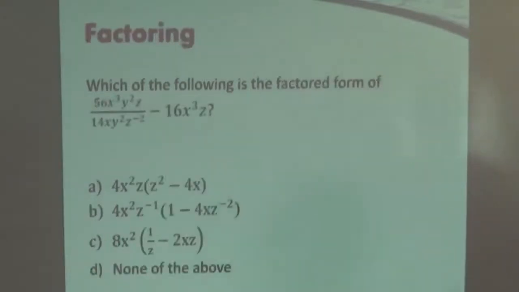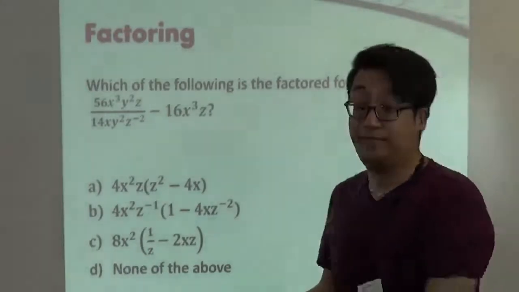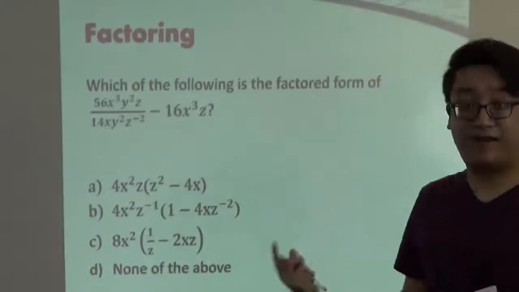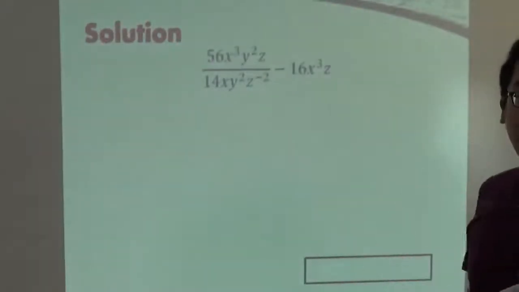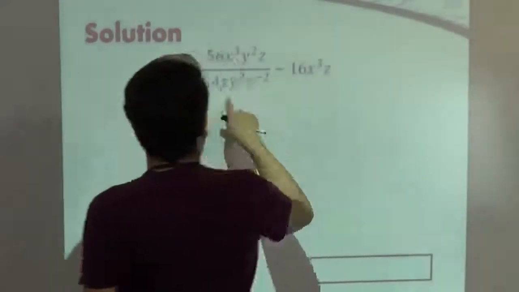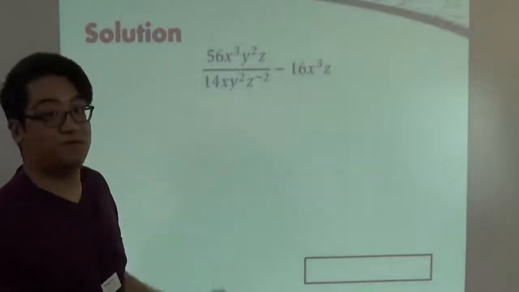So the answer is 4x. Okay, let's go with another one. So which of the following is a factored form of that expression? So this time, not only do we have to find the GCF, we actually have to do the process of factoring it out. So let's factor it out. So before we try to factor it though, we want to see, can this expression be reduced? In this case it can, because of our fraction here.